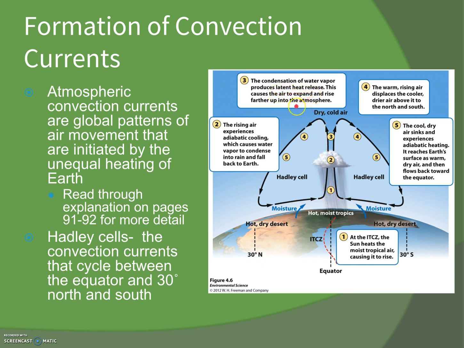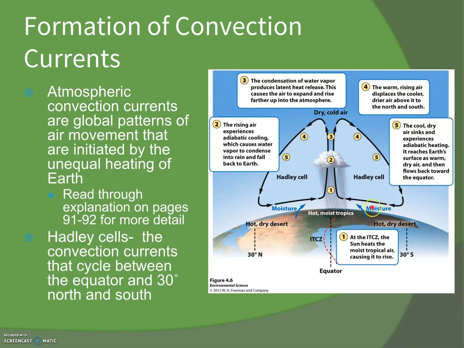The condensation of the water vapor produces latent heat release. This causes the air to expand and rise further up into the atmosphere. The warm rising air displaces the cooler, drier air above it to the north and the south, so it's kicking this cooler, drier air this direction and this direction. The cool, dry air sinks, experiences adiabatic heating. Okay, so it's back down here where this hot, dry desert is. It's going to get heated up again.